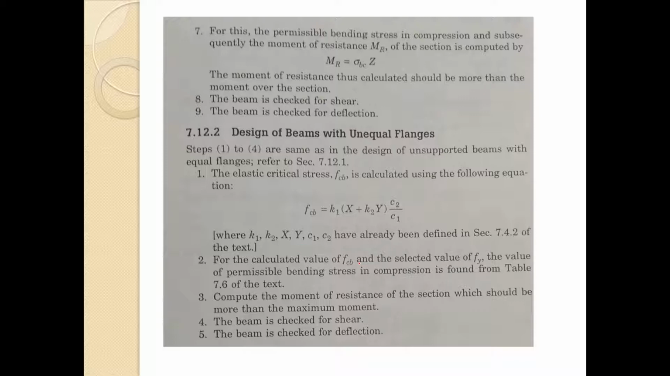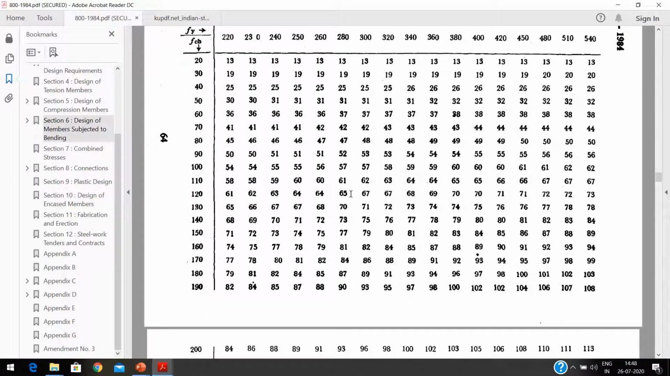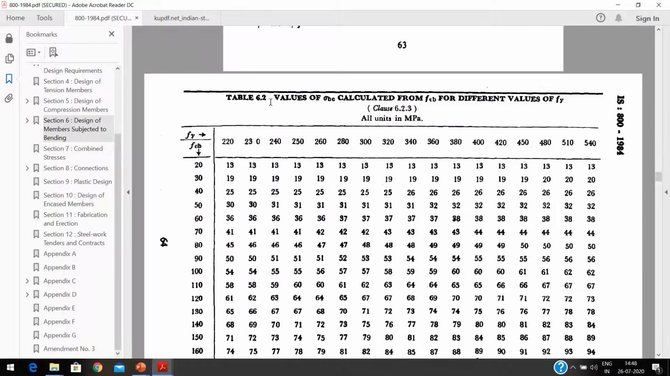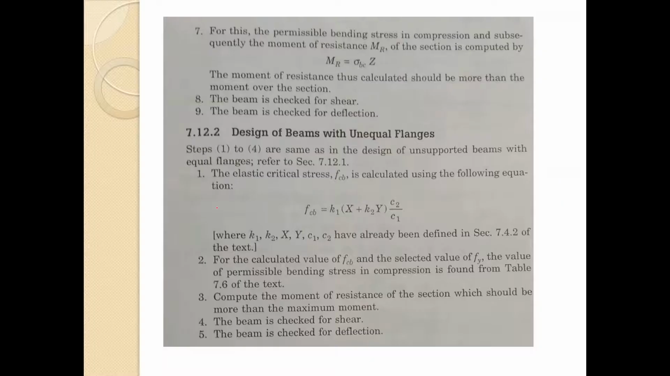And then by the calculated value of Fcb and Fy, we have to find the permissible bending stress, which is given over here, that is table number 6.2. Here you will get the values of sigma bc, and then we can compute the moment of resistance as per this formula, and again the checking will be done for the same. So this is the procedure for design of beams with unequal flanges.